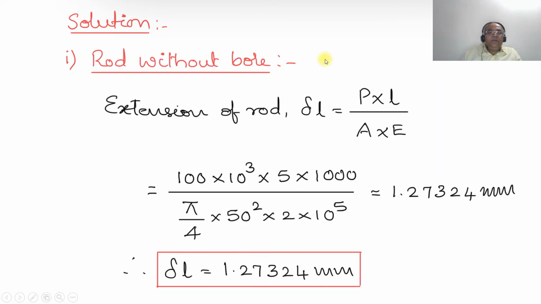So the rod without bore we are going to consider first. The extension of the rod, delta L, will be equal to P into L by A into E. P is 100 kilonewton, so 100 into 10 to the power of 3, into length 5 into 1000, divided by the area of cross section, pi by 4 into 50 square, into Young's modulus 2 into 10 to the power of 5. So it will be equal to 1.27324 mm. Therefore, delta L will be equal to 1.27324 mm.